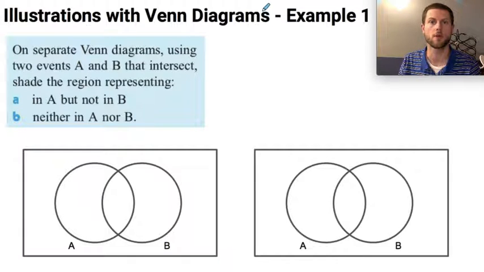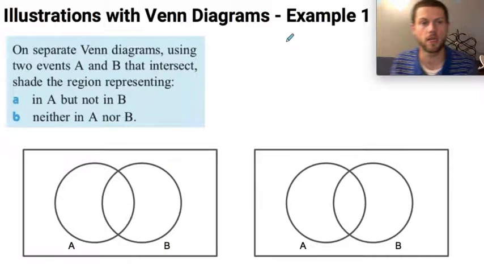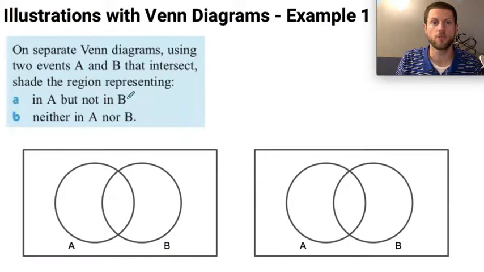Now that we've seen some of the basics of Venn diagrams, let's dig into how to shade them and how they can actually represent various events. So here I have two separate Venn diagrams. You'll have to draw these for yourself. And using the two events A and B inside of the sample space, shade the region representing both of these things. So let's represent in A but not in B.